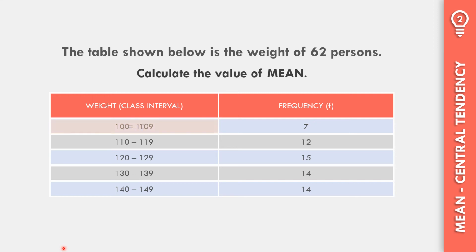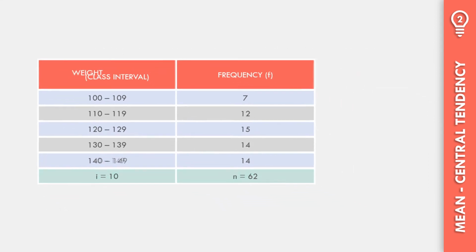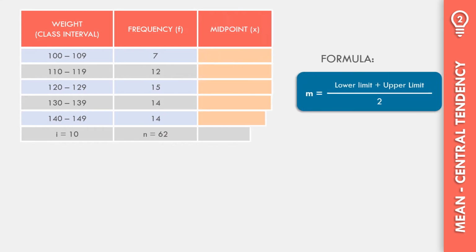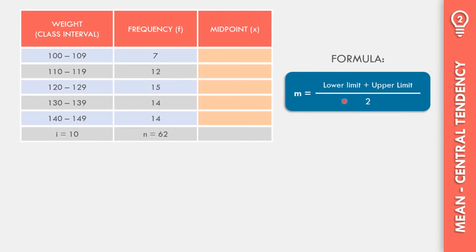Let us get the class interval. So the interval is 10. From 100 to 109, the interval is equal to 10. How about the frequency? Let us add 7 plus 12 plus 15 plus 14 plus 14. The answer is equal to 62. Let us continue to solve for the midpoint. Lower limit plus upper limit divided by 2. The lower limit is 100. The upper limit is 109. 100 plus 109 divided by 2, the answer is 104.5.